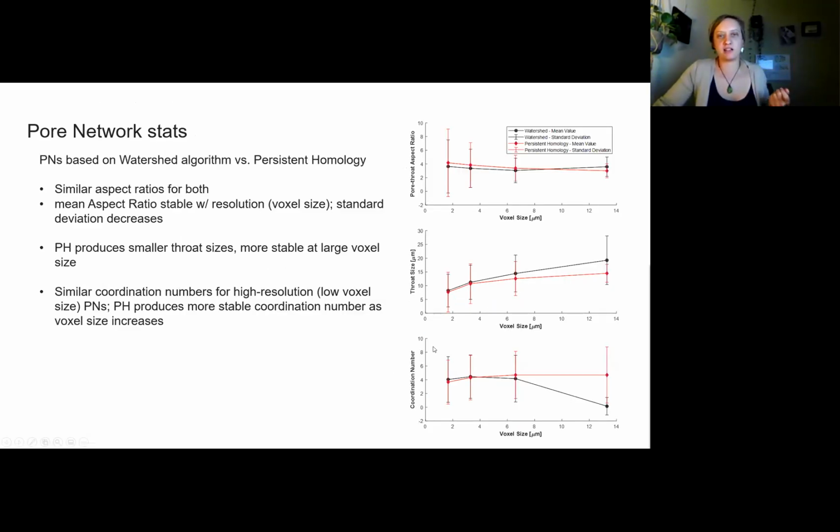And then I've just calculated some standard statistics based on the pore networks that I extracted from the pore partitioning. So in these plots, the black is the watershed-based partitioning and the red is the persistent homology-based partitioning. Basically, we see that there's similar aspect ratios. So we end up with similar geometrical properties for both networks. The persistent homology-based network produces slightly smaller throat sizes, and that's especially noticeable when you get to the large voxel sizes. And then same with the coordination number. So the persistent homology-based network maintains its connectivity better, even when you're at the coarsest resolution. So this indicates again that the persistent homology labeling approach is more robust to some of these length scale effects.